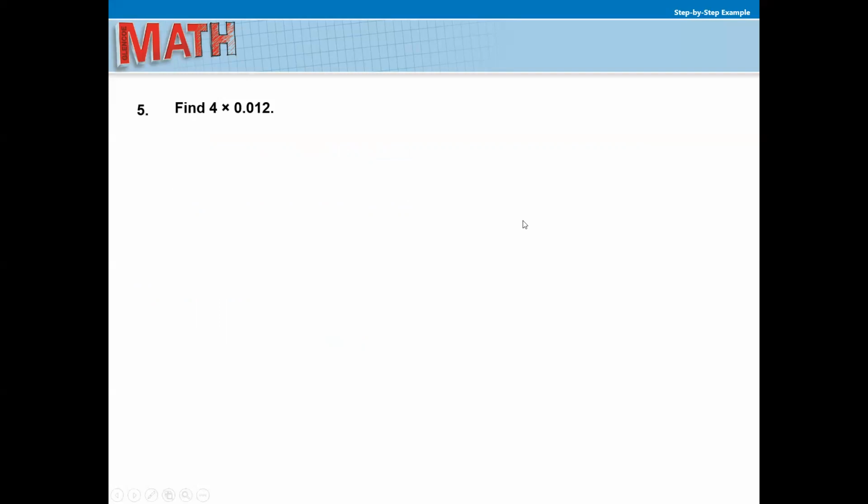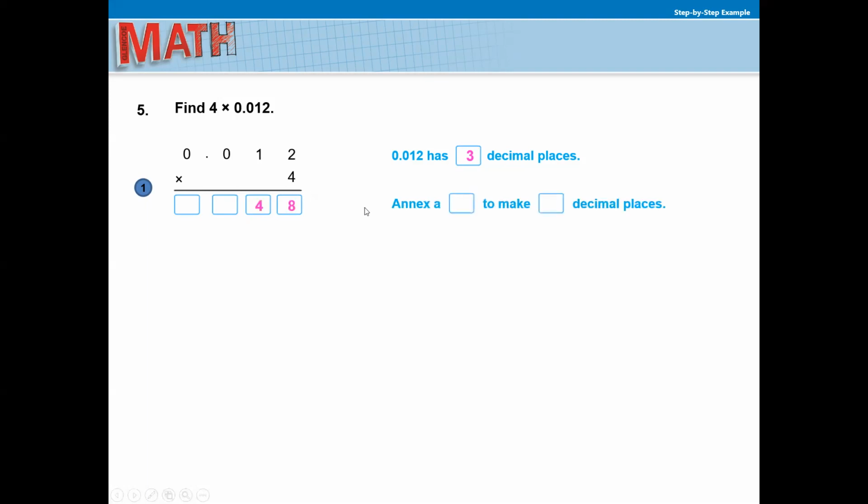Number 5, find 4 times 12 thousandths. 12 thousandths has 3 decimal places times 4. Notice that for this lesson we are multiplying times whole numbers. This second factor does not have any decimals. We do the multiplying, annex what to make the decimal places. So there are 3 decimal places here.